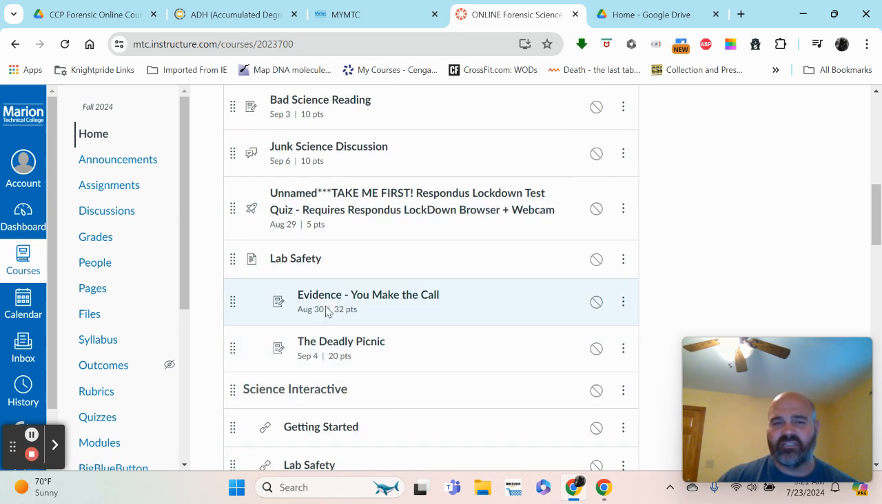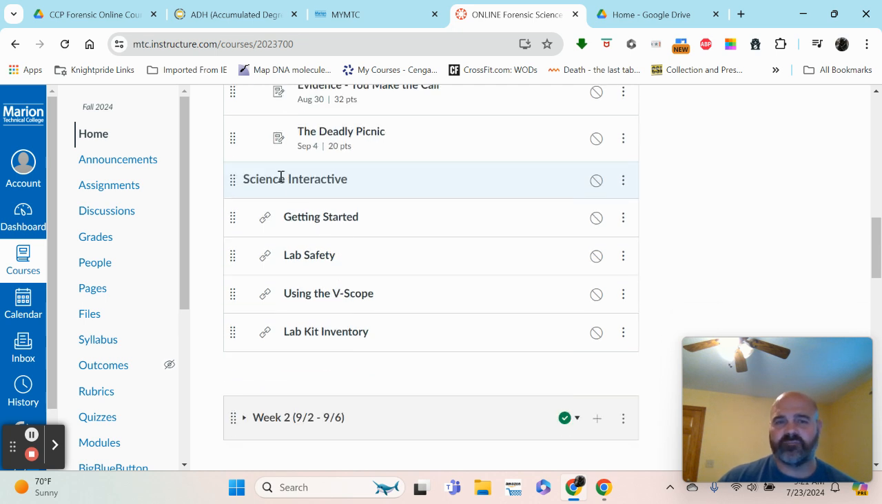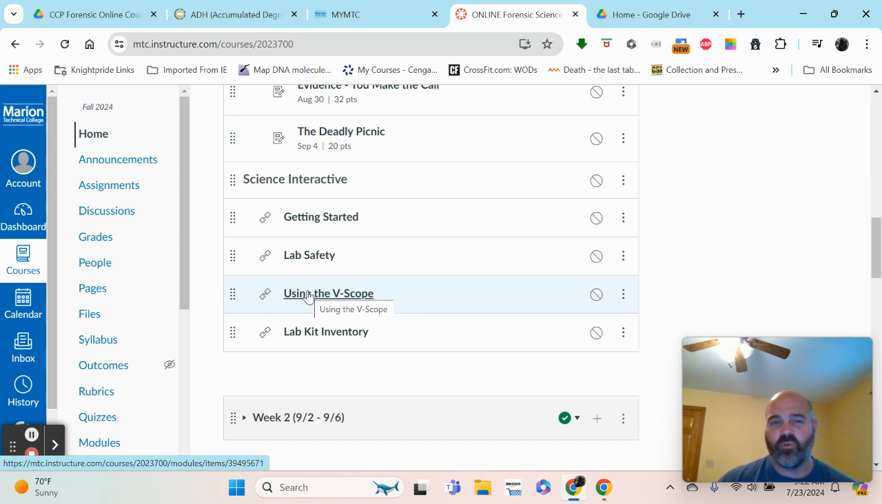You've got two different lab activities: evidence you make the call and the deadly picnic. Both of those have due dates and point values associated with each, and then the science interactive stuff. Science interactive has four different activities that you can do. Now, please listen because this is important. These first three you can do without your kit being present. Okay, so that's important. Each of these will have some points associated with them.